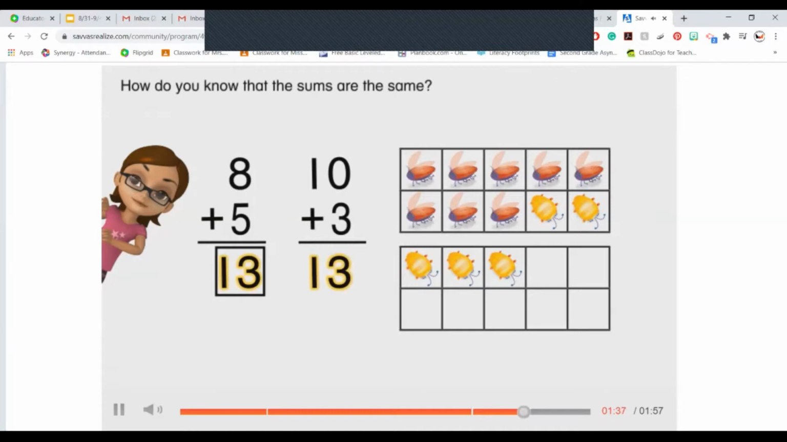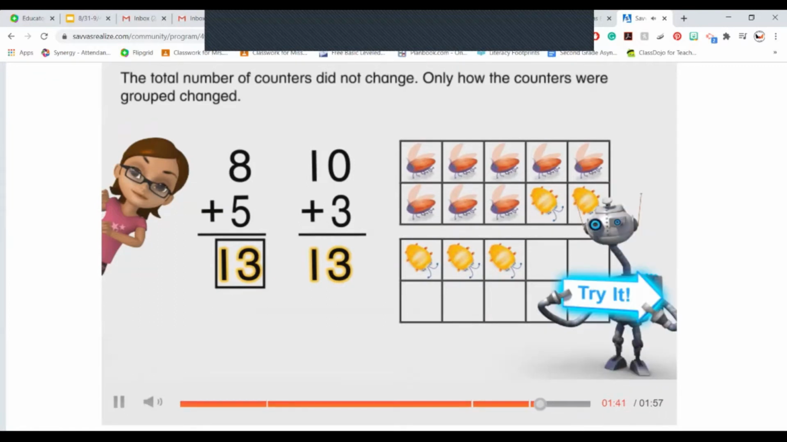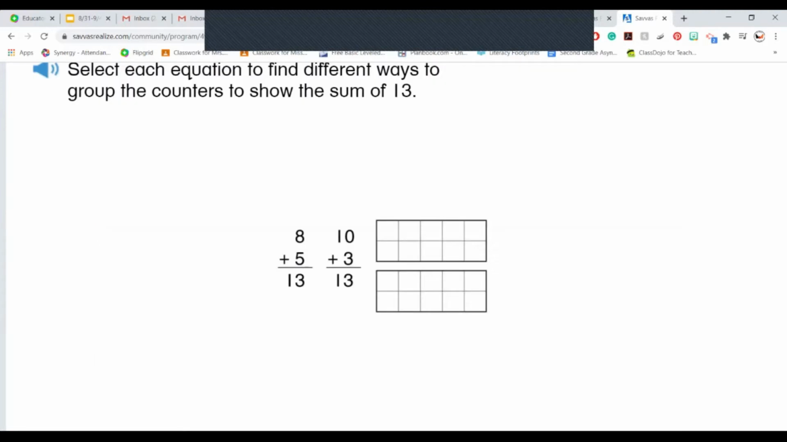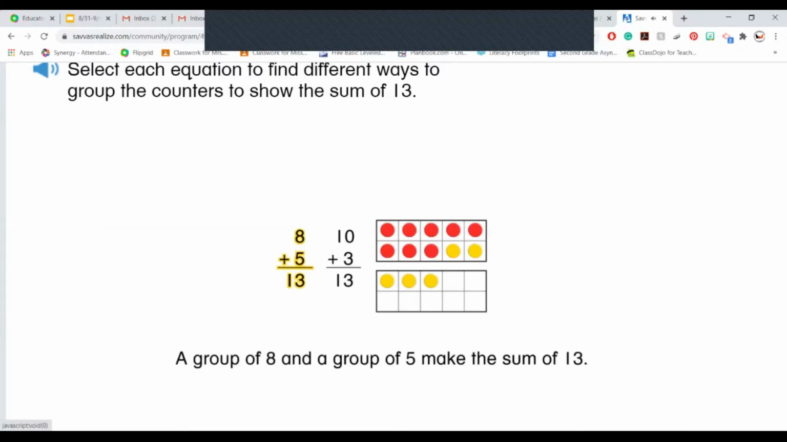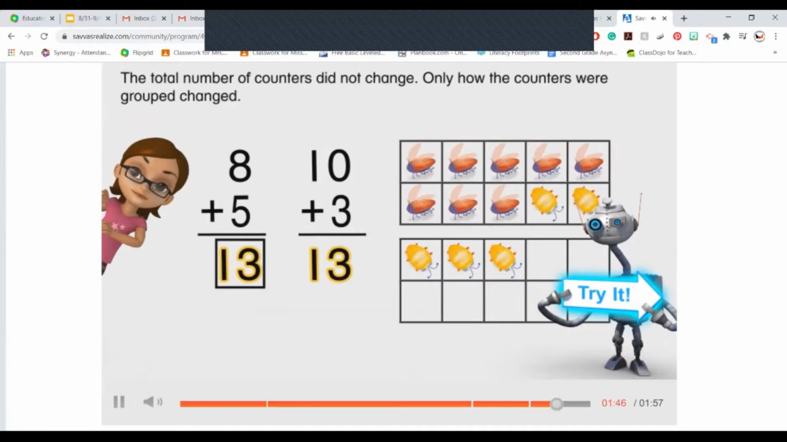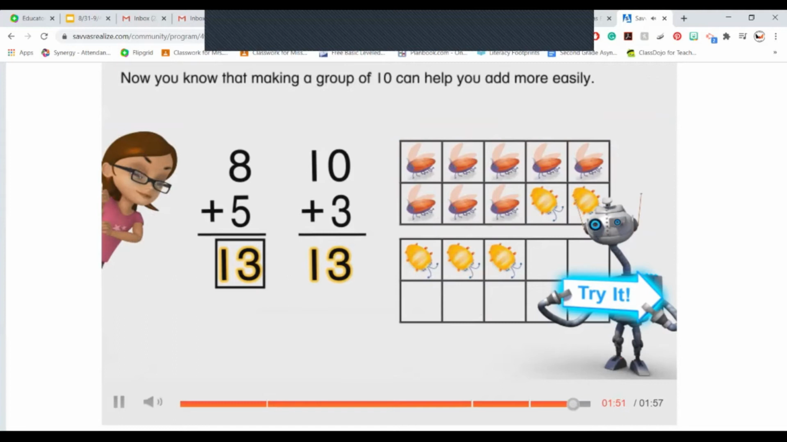How do you know that the sums are the same? The total number of counters did not change. Let's try it. Select each equation to find different ways to group the counters to show the sum of 13. So let's start with 8 plus 5. A group of 8 and a group of 5 make the sum of 13. Now let's look at 10 plus 3. A group of 10 and a group of 3 make the sum of 13. Only how the counters were grouped changed. Now you know that making a group of 10 can help you add more easily.